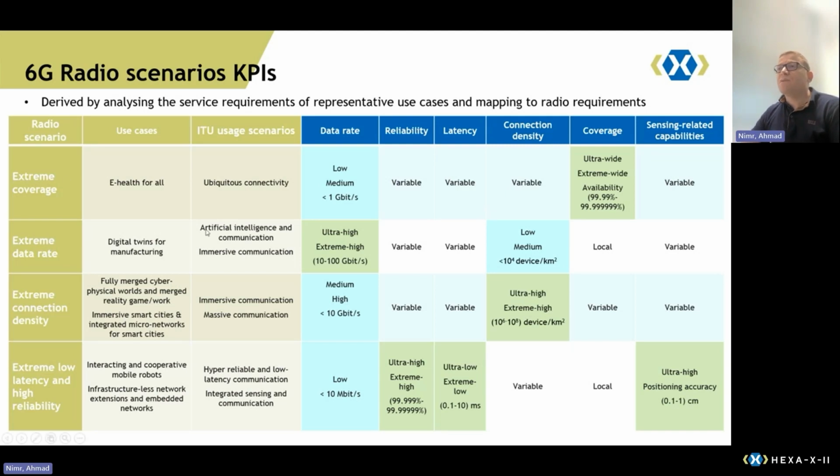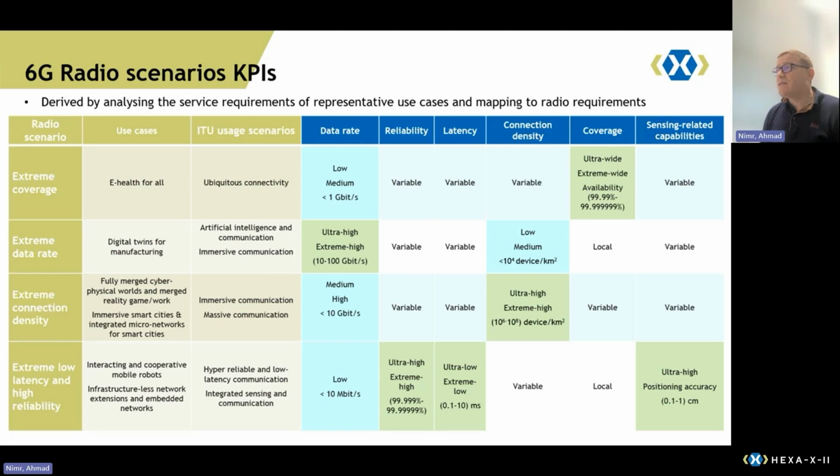So the extreme coverage maps to ubiquitous connectivity, extreme data rate covers 2 use scenarios in ITU, intelligence and communication, immersive communication. The extreme connection density also covers immersive communication and massive communication. Then the extreme low latency, that's called hyper reliable and low latency communication in the ITU, also integrated communication and sensing. So the green field here highlights the extreme requirement, and this is aligned also with the requirement by IMT 2030.